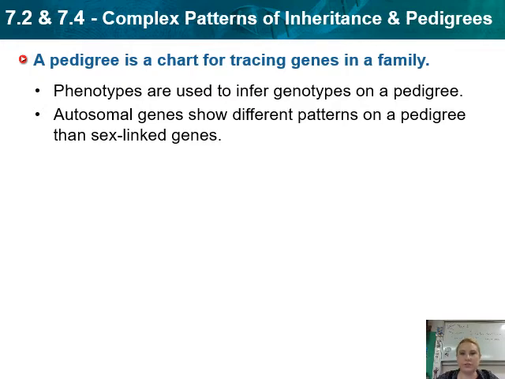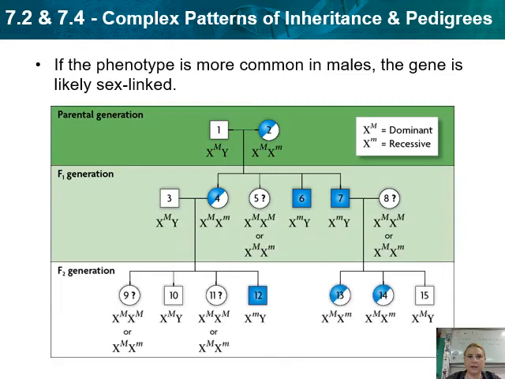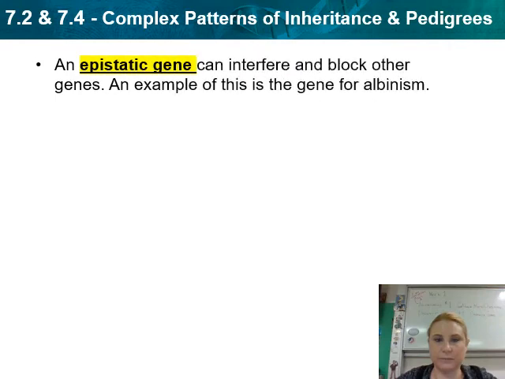Autosomal genes show different patterns of inheritance on a pedigree than sex-linked genes. Remember, autosomal genes were the ones that code for all of your traits. The sex-linked genes were the X and the Y chromosome only. So there's another pedigree. And again, we're going to go into this in more detail later on this week. If the phenotype is more common in males, the gene is most likely sex-linked, associated with the X chromosome. And again, that'll be important for us later in this week.